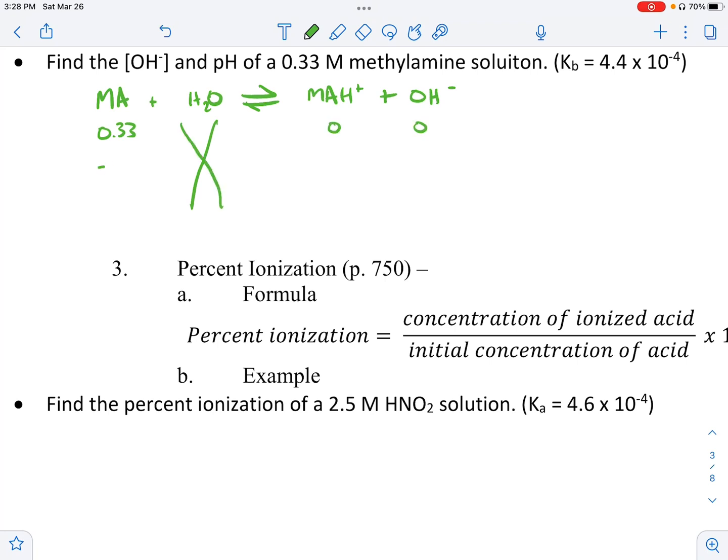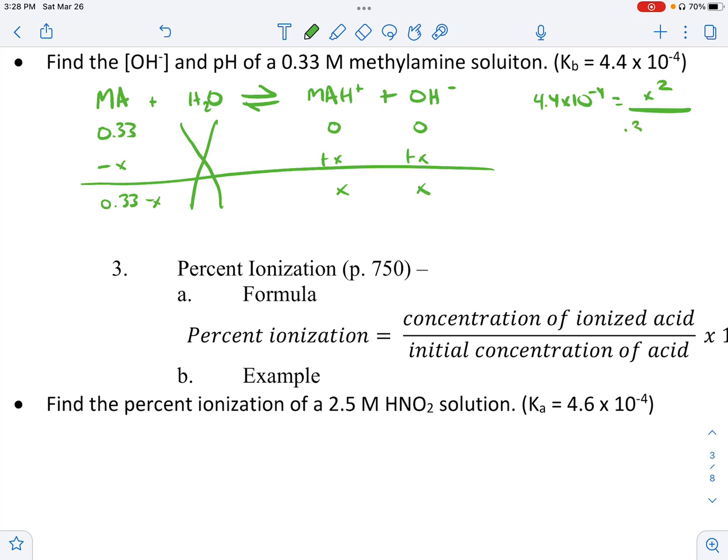0, 0, minus x, plus x, plus x. And we've got 0.33 minus x, we have x, and we have x. So I'm going to skip ahead here. Over here, we're going to have 4.4 times 10 to the negative fourth is equal to x squared over 0.33 minus x. We can lose that minus x.